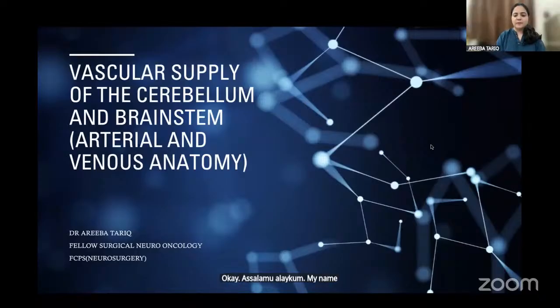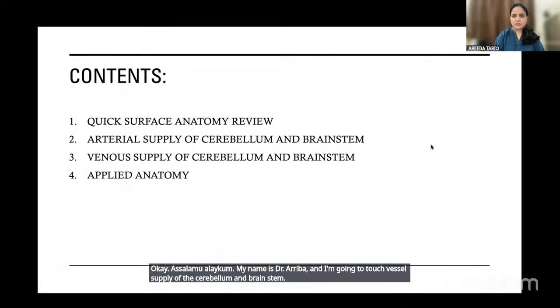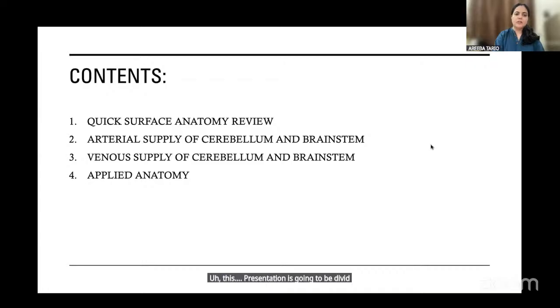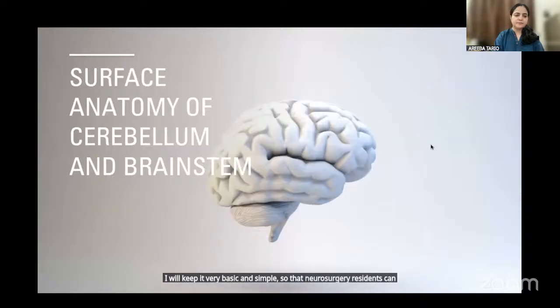My name is Dr. Ariba, and I'm going to touch on vascular supply of the cerebellum and brainstem. This presentation is going to be divided as follows: we will start with a quick surface anatomy review, then move towards the arterial supply, then venous supply, and if time allows, I would like to touch on applied anatomy as well. I will keep it very basic and simple so that neurosurgery residents can also understand.